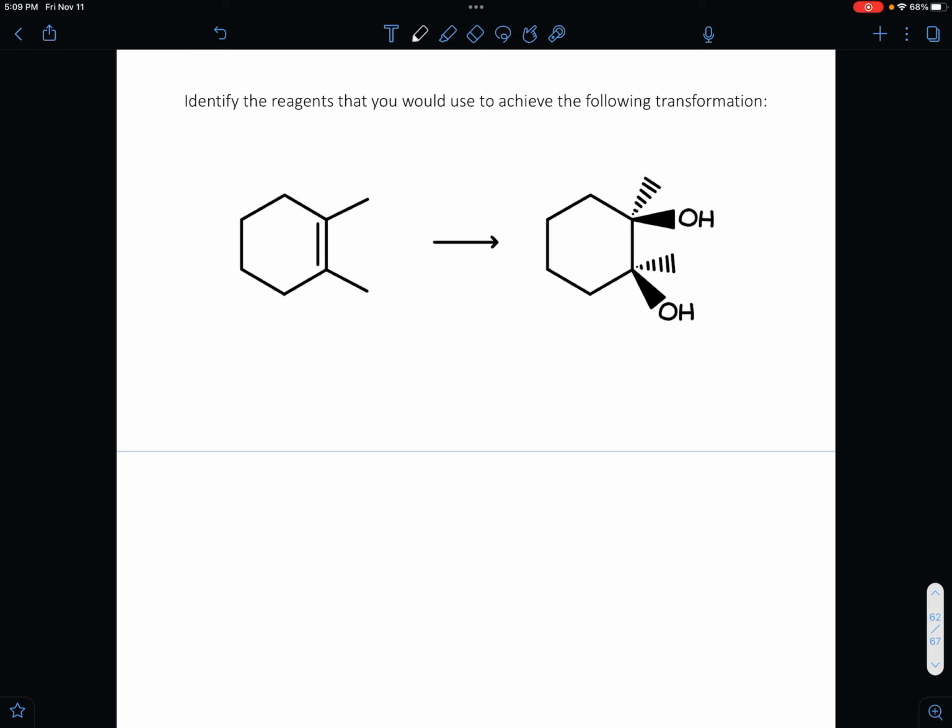In this exercise, they're giving you a molecule to start with. They want you to transform it into the molecule on the right. And the question is, what do you have to mix it with in order to make that transformation happen?